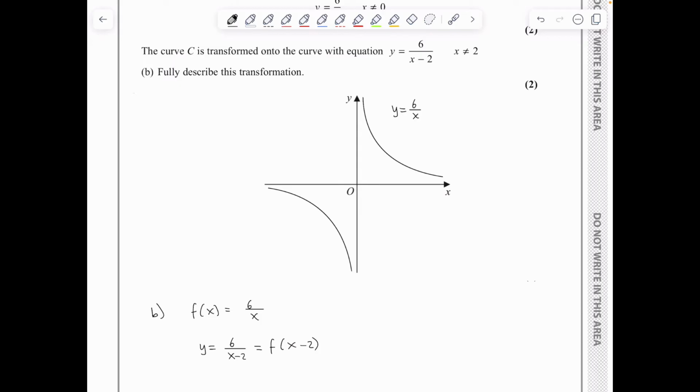Well, this is a translation 2 units to the right, because we've got x minus 2 in the brackets. We know that whatever goes in the bracket goes along the direction of x, contrary to what you would expect. So as you see it, you are tempted to deduct 2 from x, but you actually do the opposite. You add 2 to x, so you are actually translating 2 units to the right.